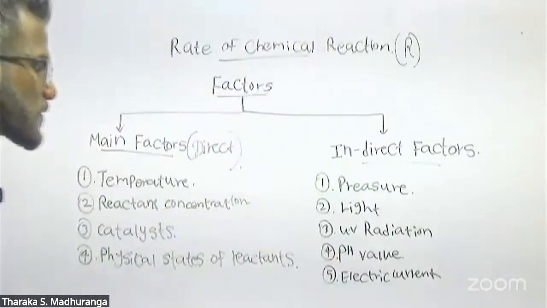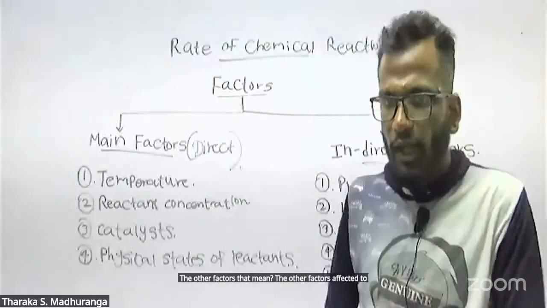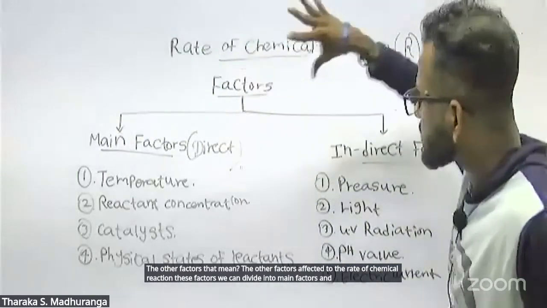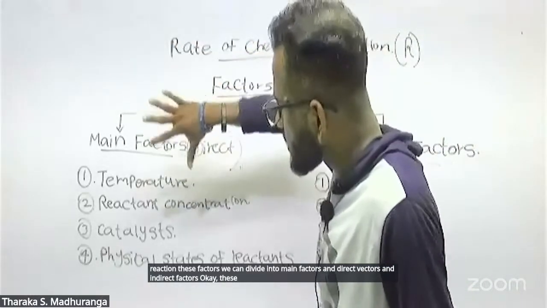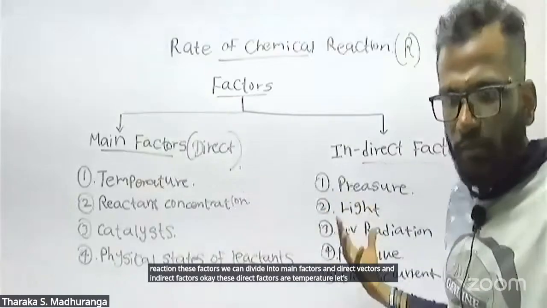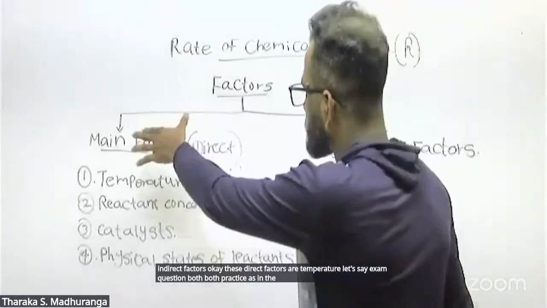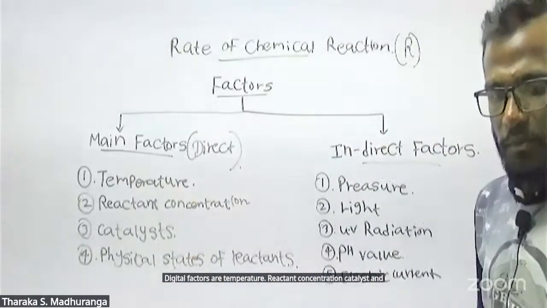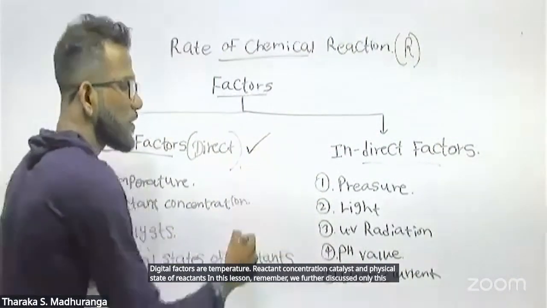They are the factors affecting the rate of chemical reaction. We can divide these factors into main or direct factors and indirect factors. That's an exam question, both factors are asked in the exam. The direct factors are temperature, reactant concentration, catalyst, and physical state of reactants. In this lesson, we further discuss only these direct factors.